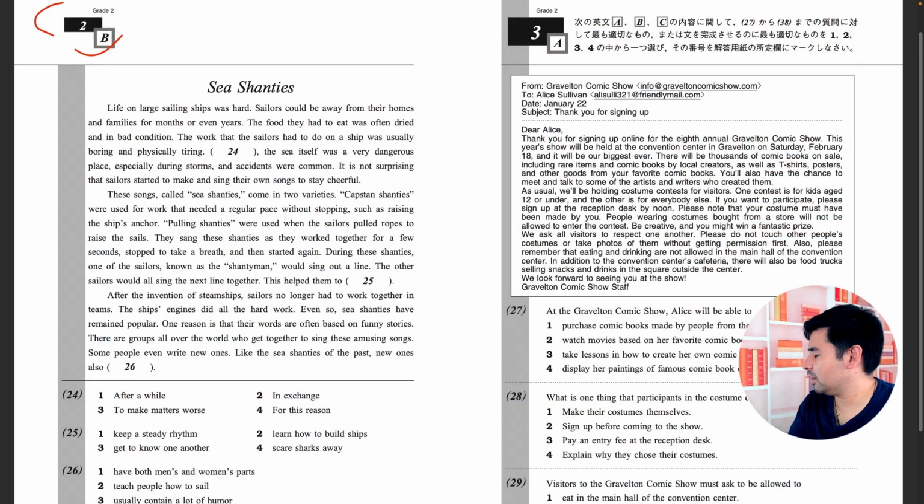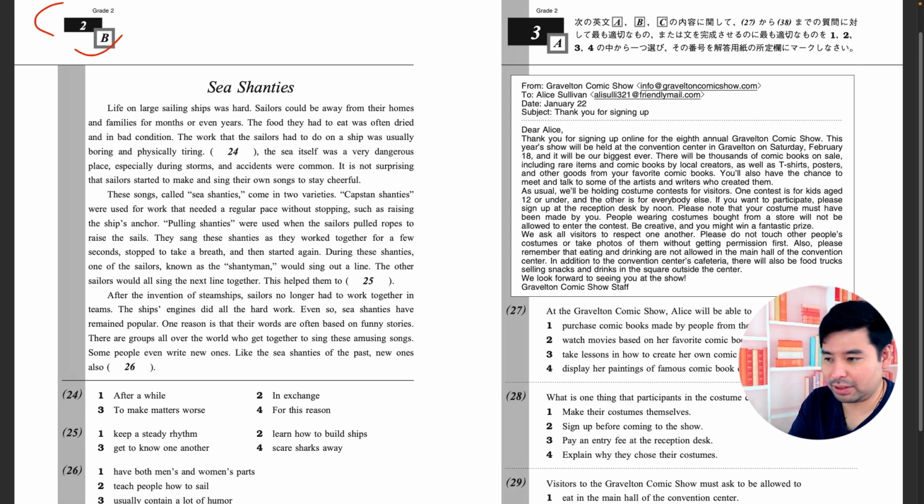Okay, and then we have this Sea Shanties. Life on a large sailing ship was hard. Sailors could be away from their homes and families for months or even years. The food they had to eat was often dried and in a bad condition. The work that the sailors had to do on a ship was usually boring and physically tiring. And the sea itself was a very dangerous place, especially during storms, and accidents were common.